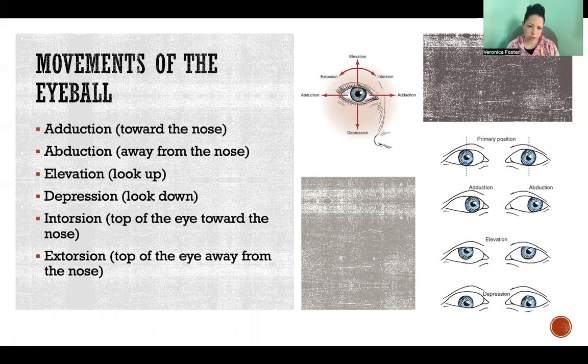So intorsion is when the top of the eye moves toward the nose. So it's sort of a rotation of the eyeball. And extorsion is the opposite. Top of the eye moves away from the nose. So if you think about rolling your eyes, one eye is moving toward the nose and the other is moving away from the nose. So if you roll your eyes, one eye is doing intorsion, the one that's moving toward the nose, and one eye is doing extorsion. That's the eye that's moving away from the nose.